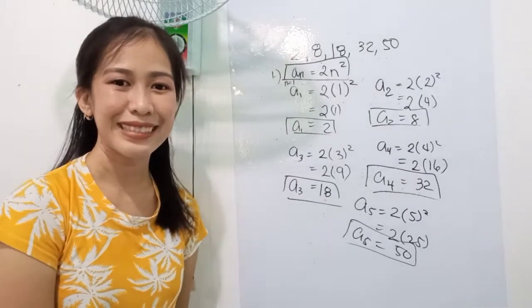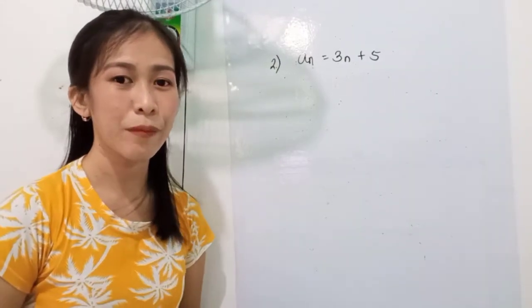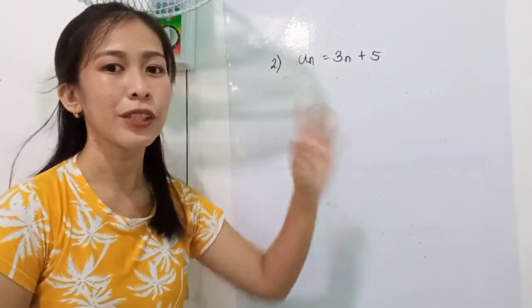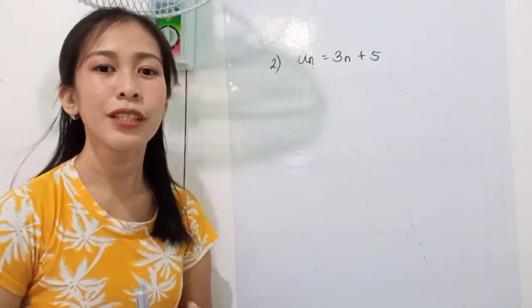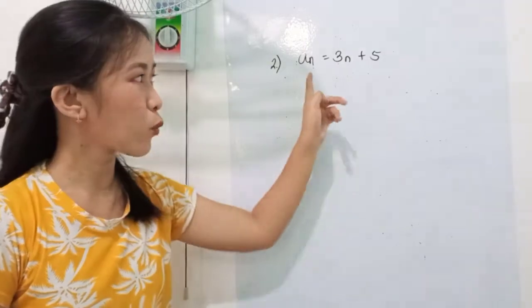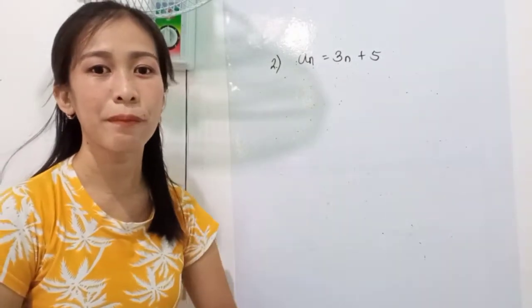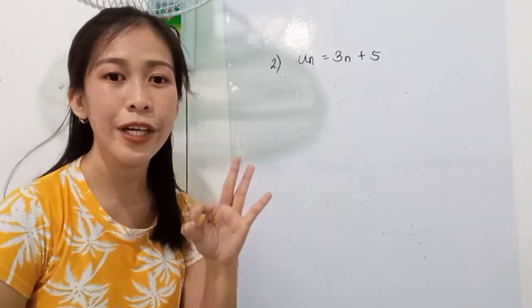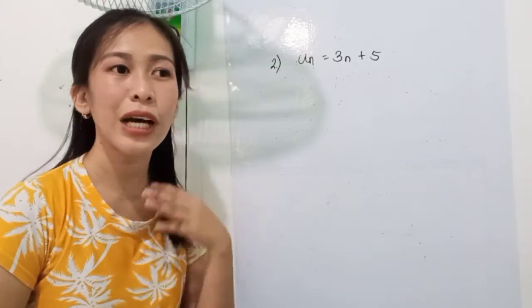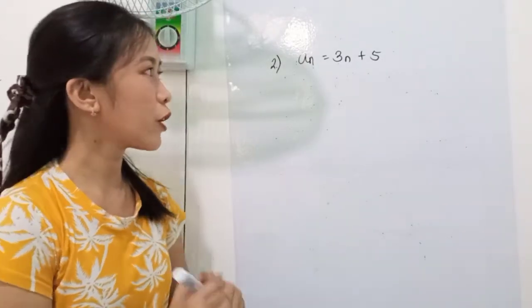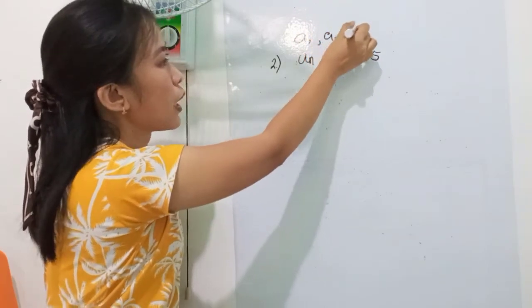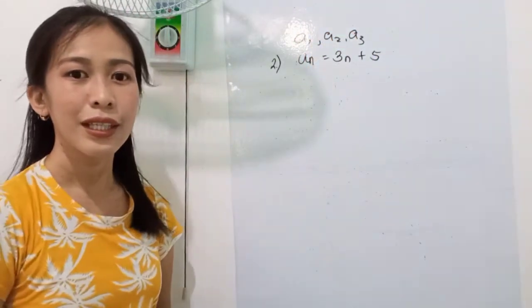As simple as that. Moving on to our example number 2, we have here A sub n is equal to 3n plus 5. Okay, so now what are we going to do is to look for the 3 terms of the sequence A sub n is equal to 3n plus 5. Hahanapin natin yung first 3 terms. So pag sinabi natin first 3 terms, unang tatlo. Tama? Therefore, we're looking for A sub 1, A sub 2, and A sub 3. Tama?